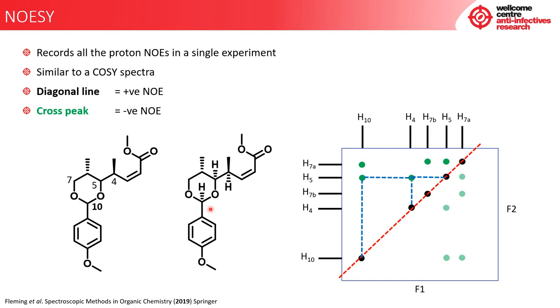So by using this 2D experiment, even though we already knew the assignments of the 1D, now remember I said to you that NOESY experiments can't be used on their own, they're used in conjunction with other experiments, but because we already had this assignment, we were able to very quickly start to measure our NOESY experiment and it told us what the stereochemistry was of this molecule here.